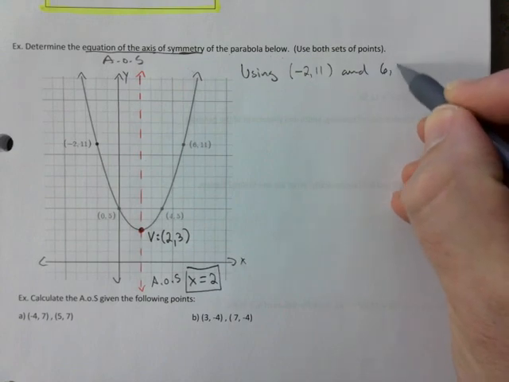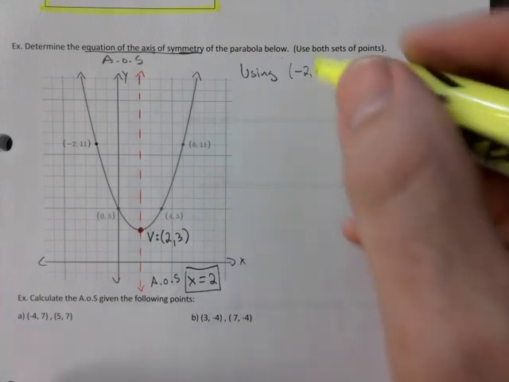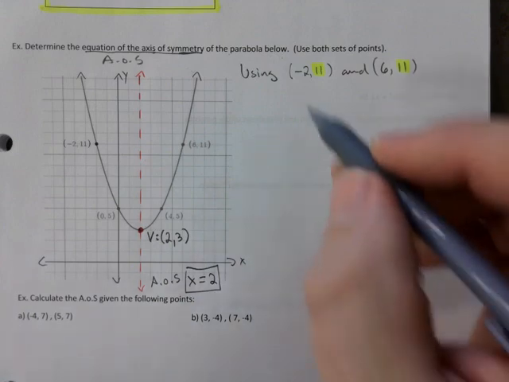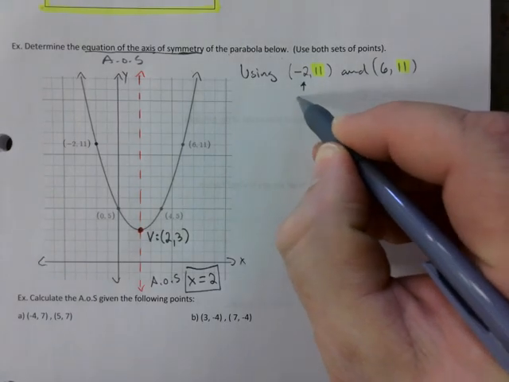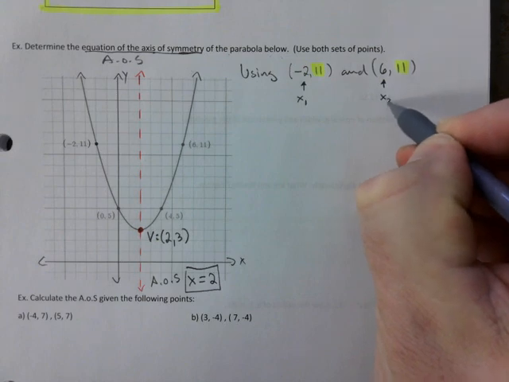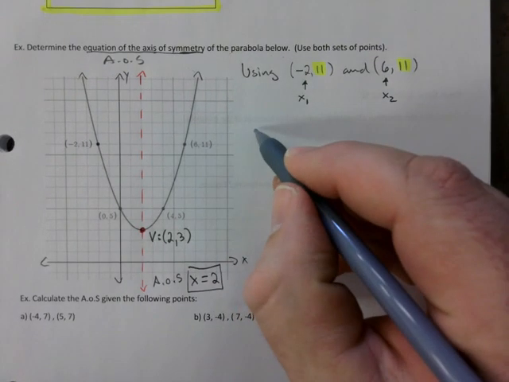And 6, 11, we would be able to, you would notice this. Oh, these points have the same y value, which means they're right across from each other on either end of the leg, right? So this is going to be our x1. This is going to be our x2. Remember, it doesn't matter which one you call x1 and x2, just make sure you distinguish between them.